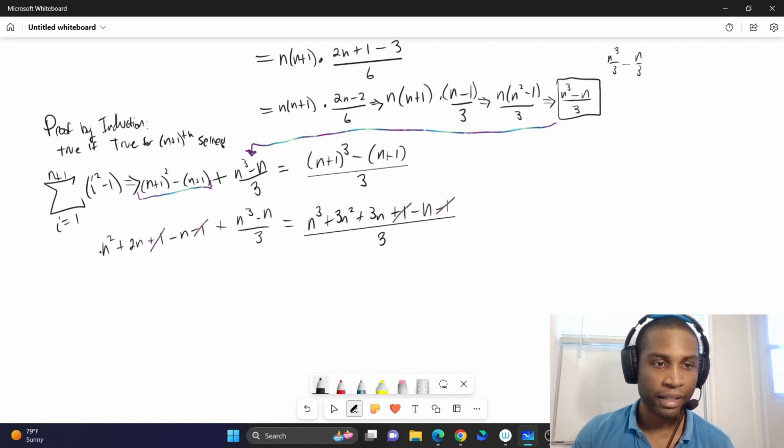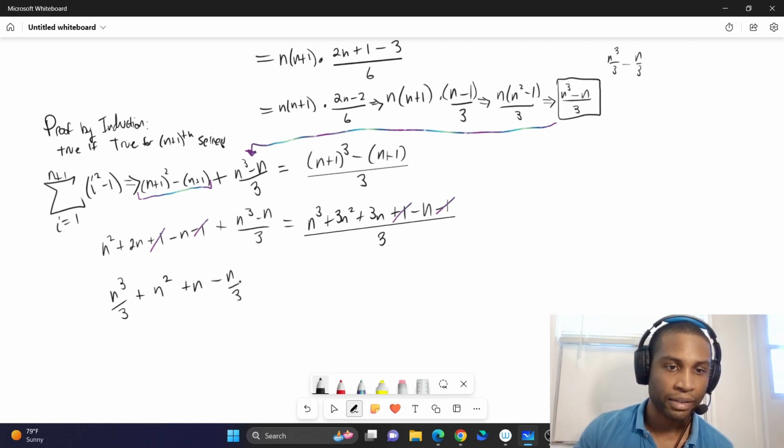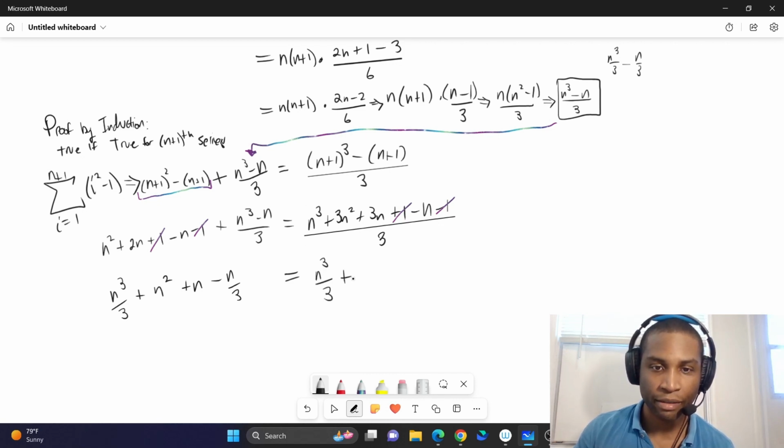I'm going to rewrite the terms on the left side. You could combine these two, but I want to leave them separated. Again, starting with my largest degree term, n cubed. 3n squared divided by 3, that's just n squared. 3n divided by 3, that's just n. And negative n divided by 3 is negative n over 3. And these two are equal, so this has been proven.